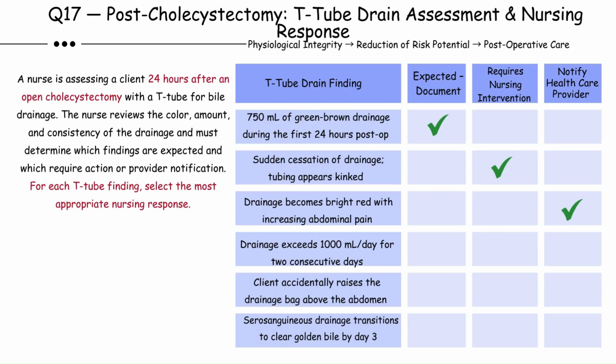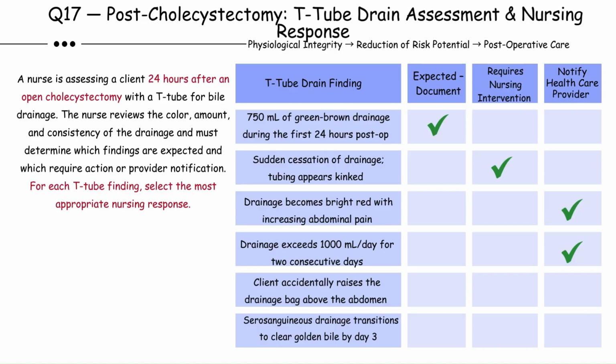Finding 4. Drainage exceeds 1,000 milliliters per day for 2 consecutive days. This also means notify the healthcare provider. More than a liter of bile daily for 2 days is excessive. It raises concern for ongoing leak, fluid and electrolyte imbalances, and potential complications.